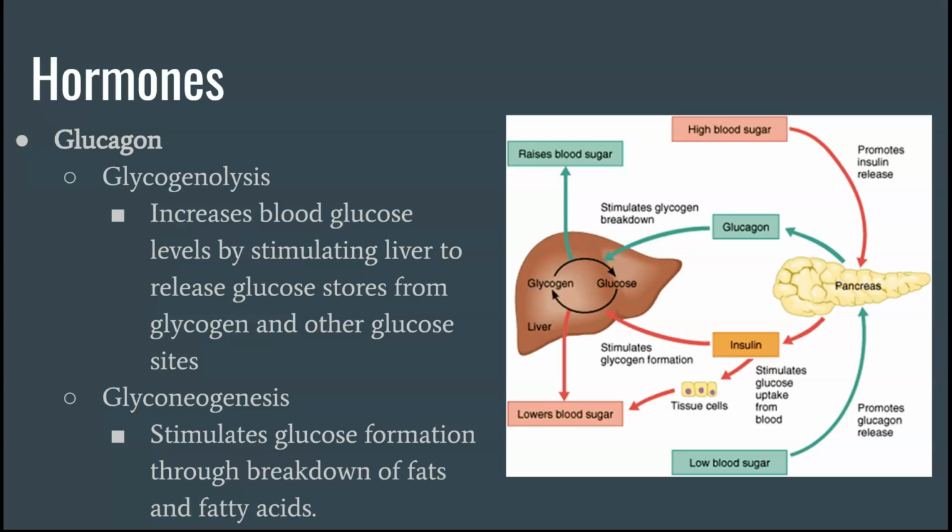Gluconeogenesis is a secondary part of glucagon's action, where it stimulates glucose formation through the breakdown of fats and fatty acids. So in the event that you have a patient who does not have a high level of storage of glycogen, it will start to break down fats and fatty acids.